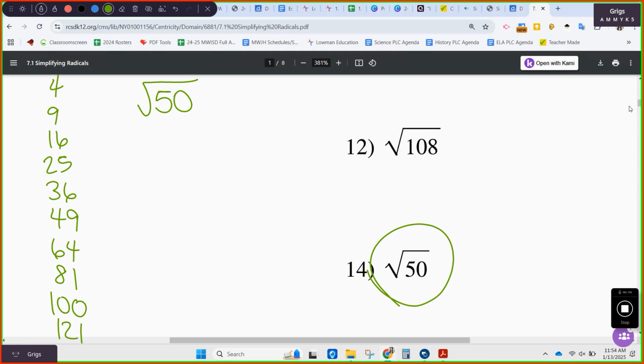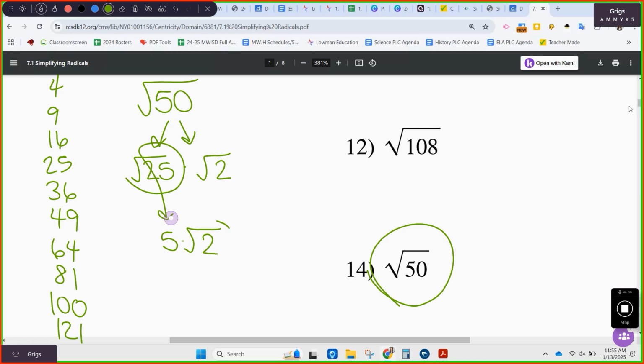Alright, square root of 50. Is it a perfect square? It's one off. Still not a perfect square. So, what's the highest divisible perfect square? 25. So, the square root of 25 times the square root of 2. Can one of those be simplified further? Yes. The square root of 25, and it would simplify to 5. So if I typed in 5 times the square root of 2, it would be, oh, that's a nice oval, beautifully equivalent to the square root of 50.